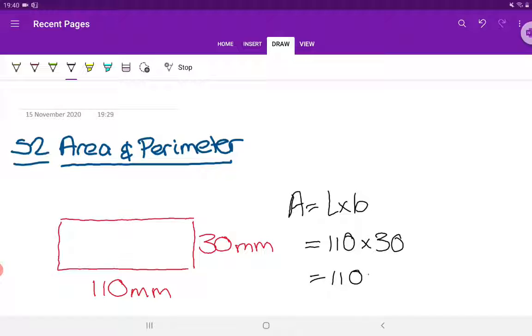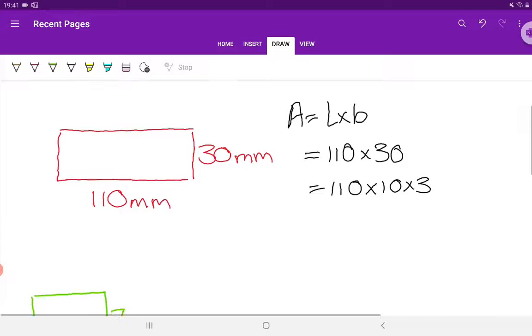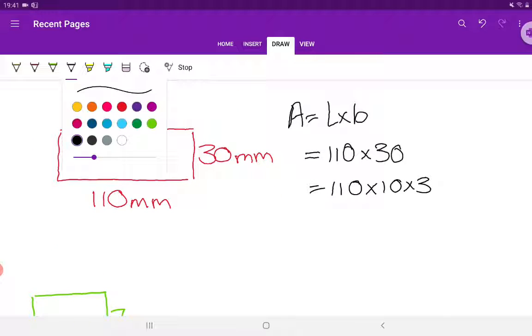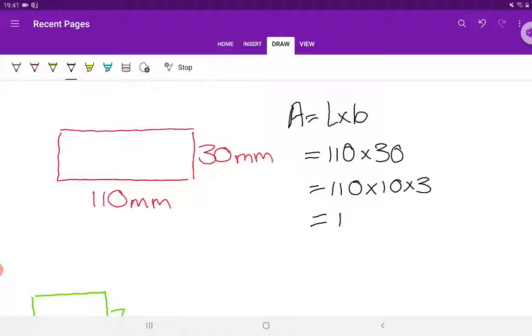So remember how we could break this up is we could times it by 10 and then by 3, and that would be a little bit more straightforward for us to do. So we would end up with 1100 if we times it by 10. We've still got to times that by 3 and we get 3,300. Okay, so that's the kind of working I would expect to see from you, even if you're finding it straightforward. Remember, showing what you're doing is important. And then we need some units, and it's millimetres, and it's an area, so remember it's square millimetres.